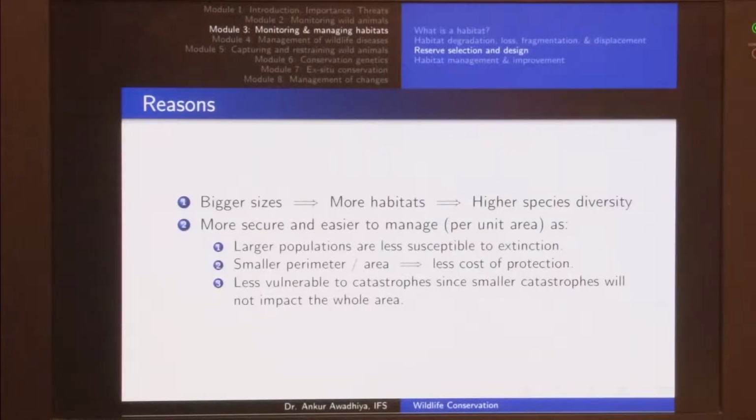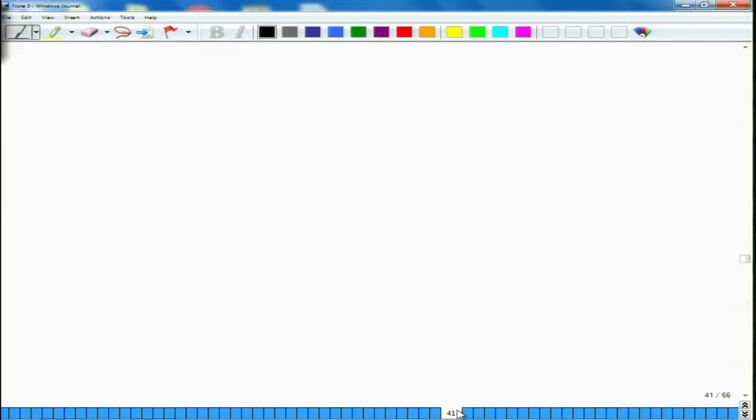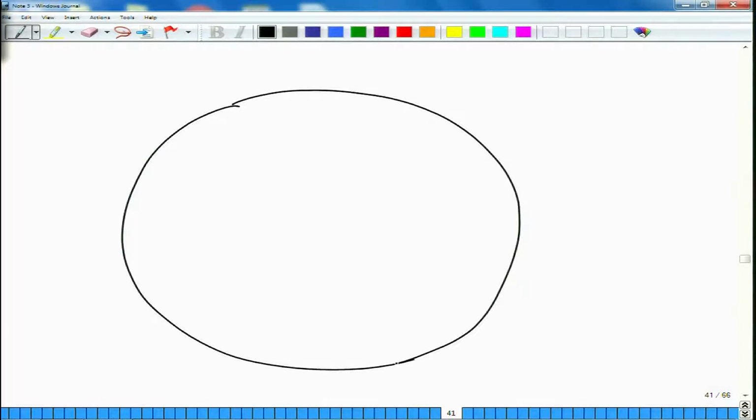So, to understand how that works, let us make a reserve, and let us consider a circular reserve with a radius of r. Now, the perimeter of the reserve is given by 2 pi r, which is the circumference of the circle. The area of the reserve is given by pi r square.